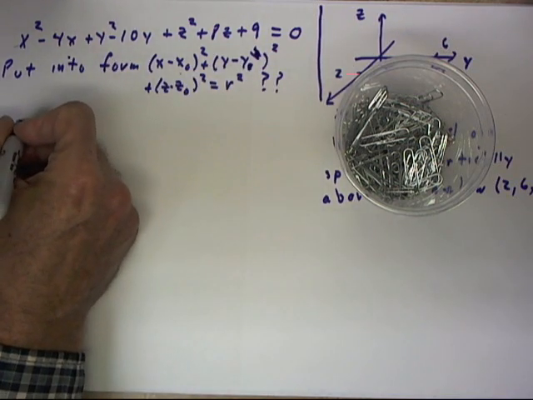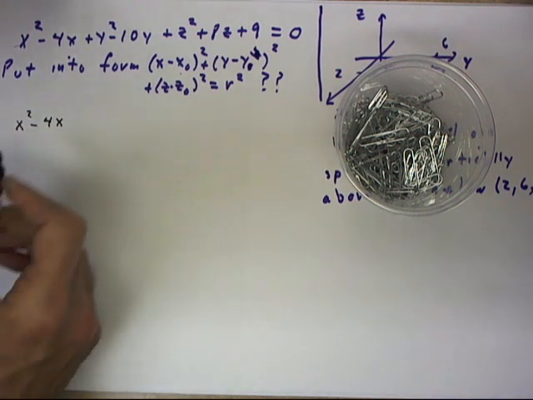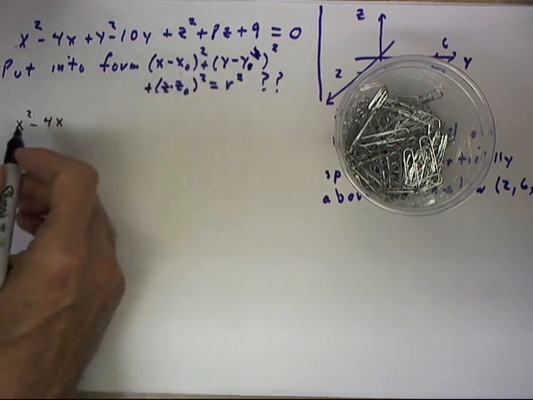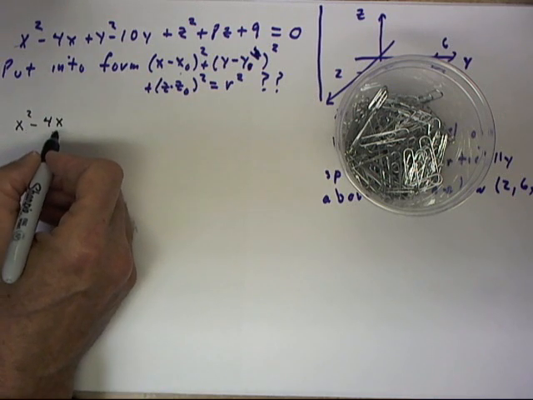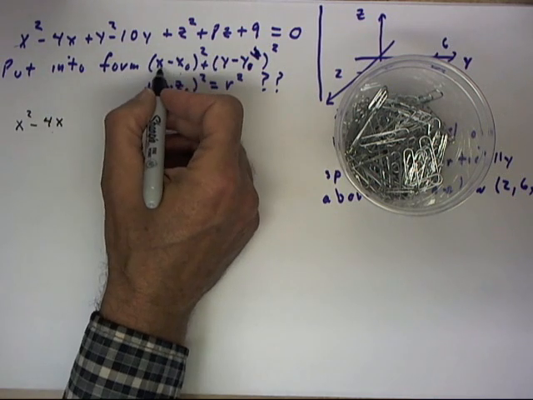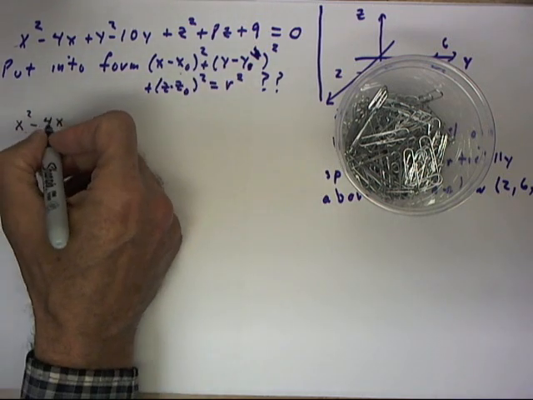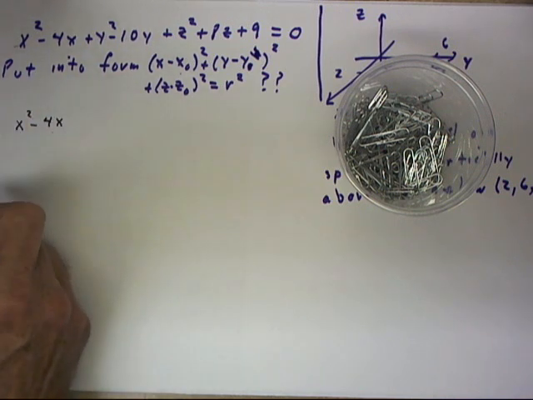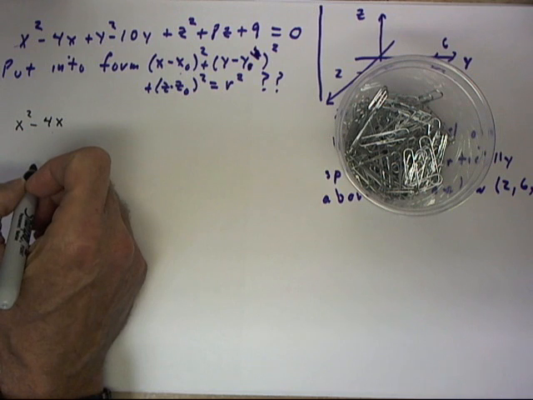Let's just start by looking at x squared minus 4x. Now, that's part of (x minus x naught) squared. If you watch what we did before, we see that the negative 4x came from squaring the x minus 2 expression. Okay, now we've got x squared minus 4x. The question is, what do we add to this in order to get a perfect square?